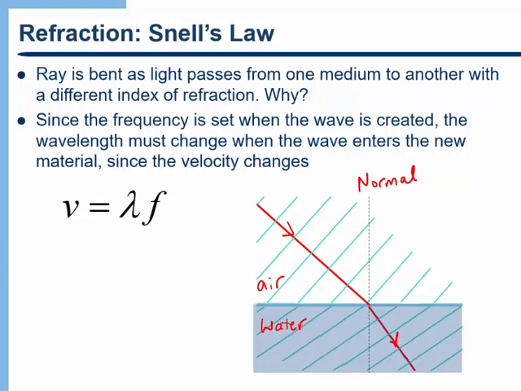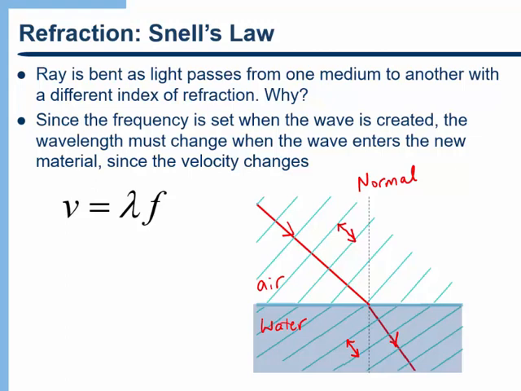Well, the reason is that we know the frequency of a wave is determined by the vibration that creates the wave. Once the wave is created, the frequency doesn't change. But we also talked about in the previous video that the speed of a wave is going to be less in water than it is in air. Well, if the frequency doesn't change and the speed goes down, we can see that the wavelength has to become shorter. So you'll notice in the air, our wavelength is bigger than the wavelength down here in the water.